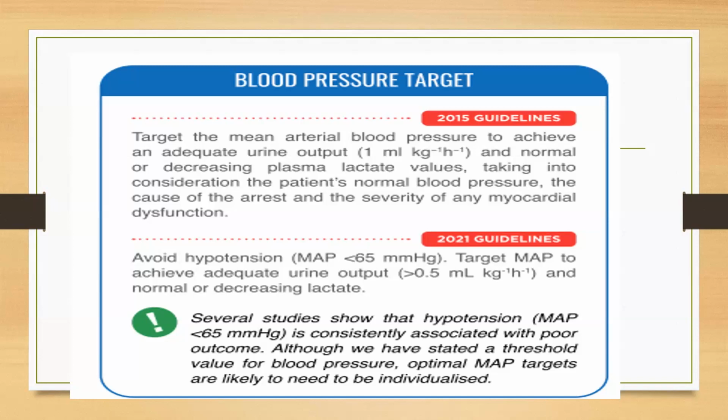Several studies show that hypotension is consistently associated with poor outcome. Hypotension, that is a MAP less than 65 mmHg, is associated with a poor outcome. Although we have stated a threshold value for blood pressure, optimal MAP targets likely need to be individualized.